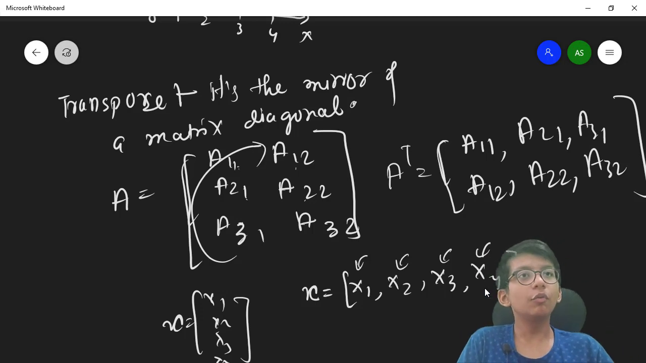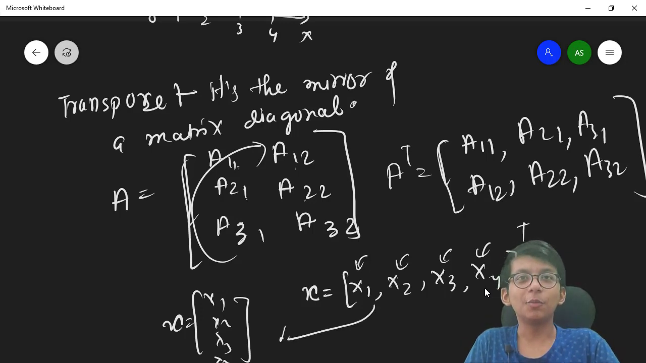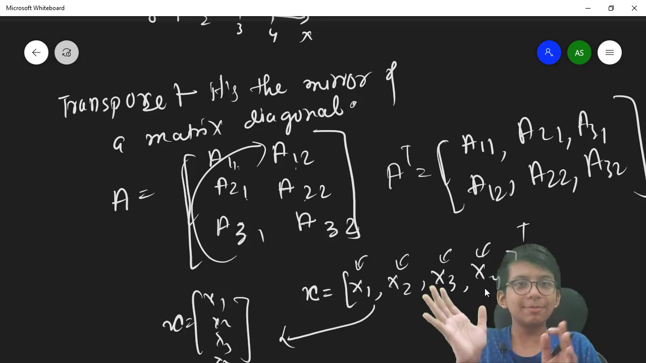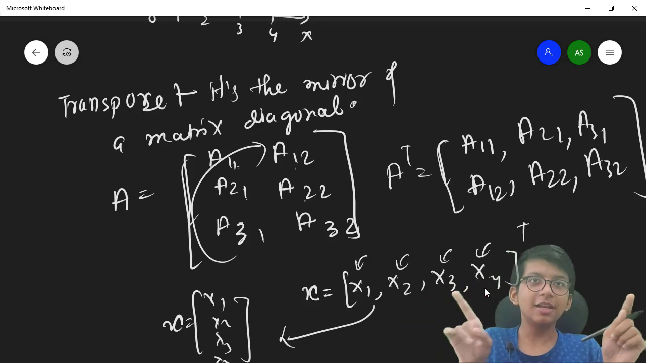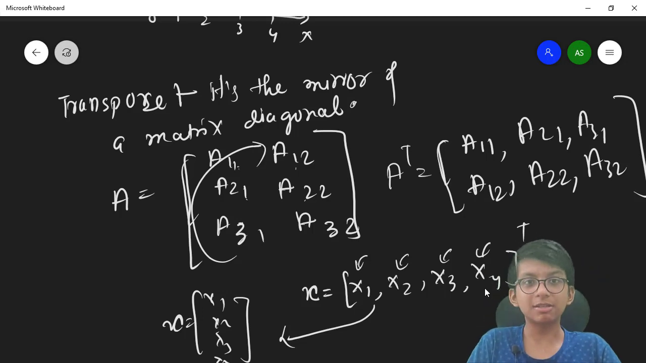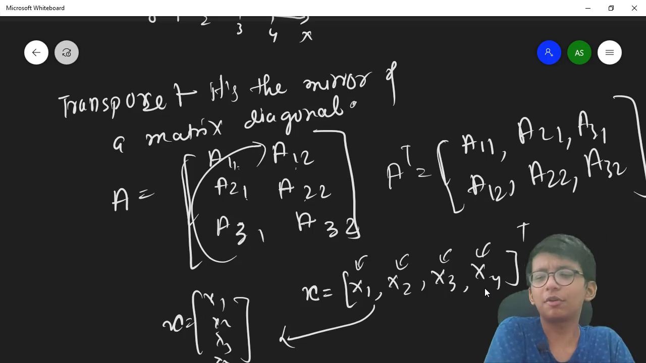What you can do is apply the transpose over here, and you will get this. When you apply the transpose, it transposes your matrix, but here it's a vector. So these are special properties of this. There are a lot more which you will see.